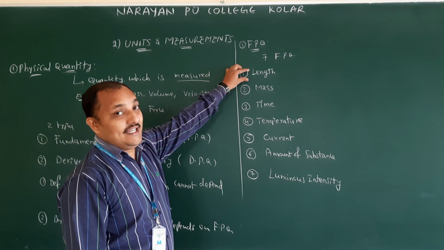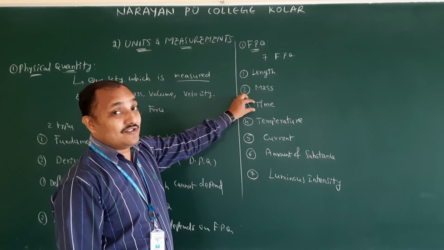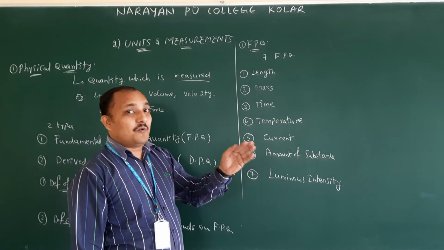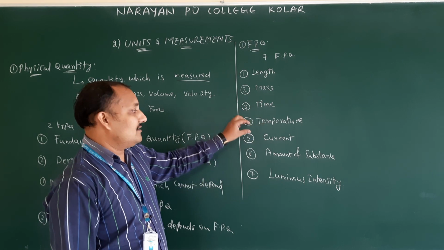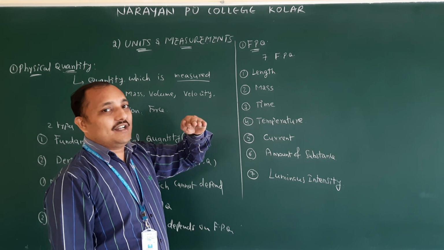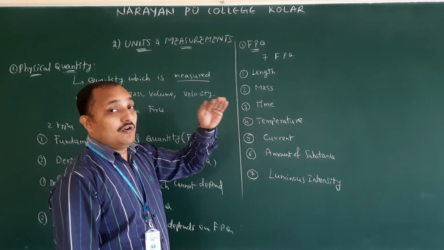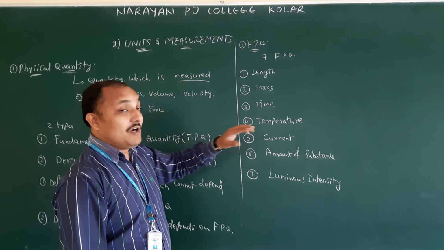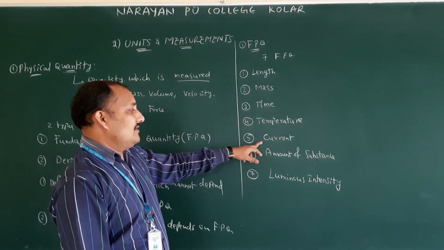So first one, length. Length does not depend on any other physical quantity, like mass and time. Time is also not depending on any other physical quantity. Temperature: whether it is hot or cold. What is the definition of temperature? The degree of hotness or coldness, that is nothing but temperature. You have already heard this many times. If water is very hot, it has more temperature. Cold means ice is at 0 degrees Celsius, less temperature. Room temperature is 27 or 30 degrees Celsius depending on the situation.